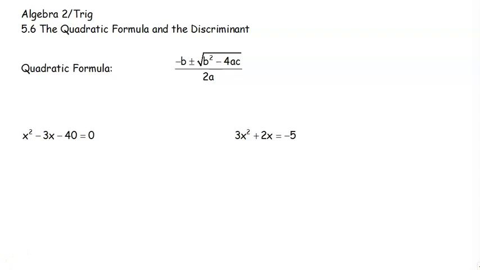Alright, so you probably have the quadratic formula memorized. The opposite of b plus or minus the square root of b squared minus 4ac all over 2a. When we want to evaluate the quadratic formula, we use the a, b, and c values, again coming from the standard form of ax squared plus bx plus c.